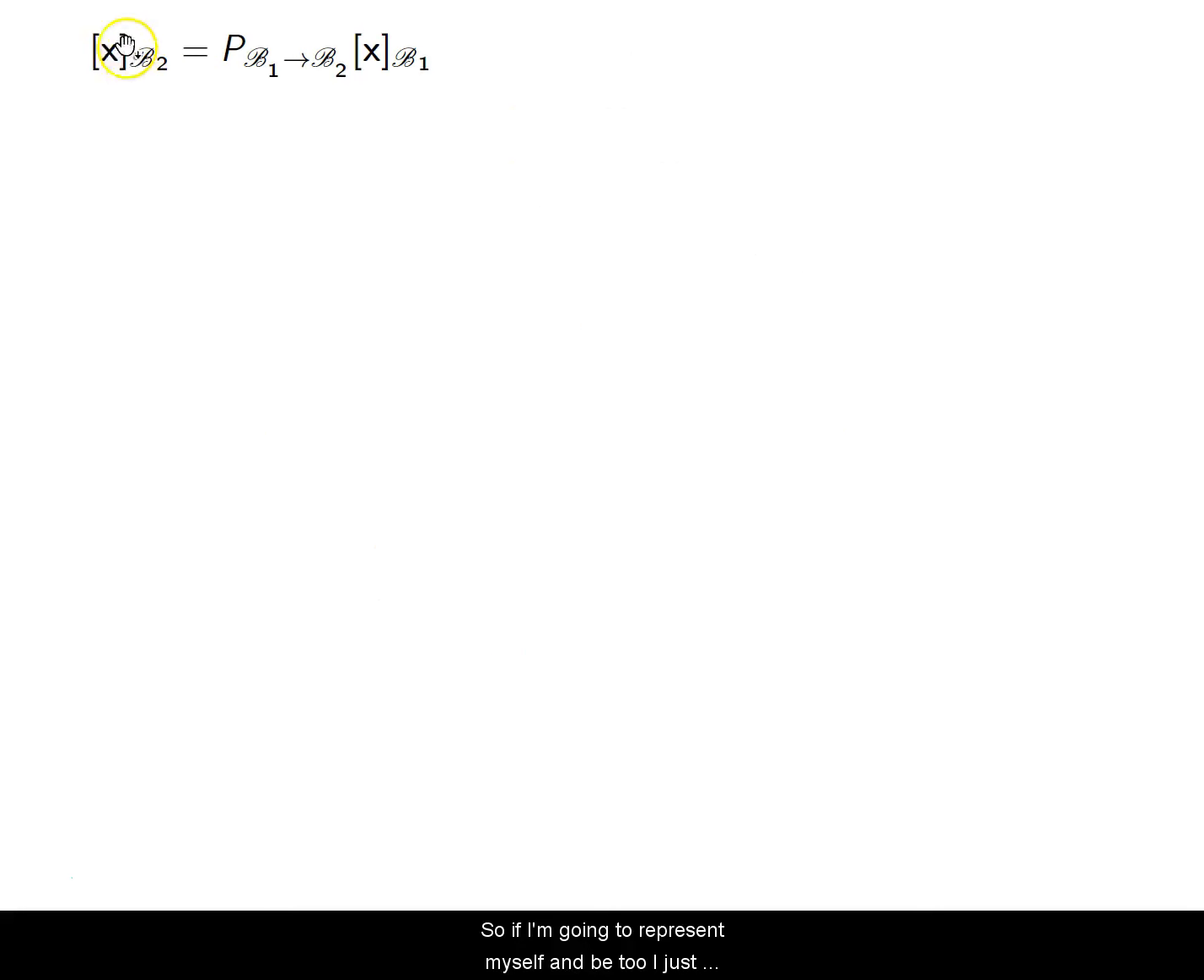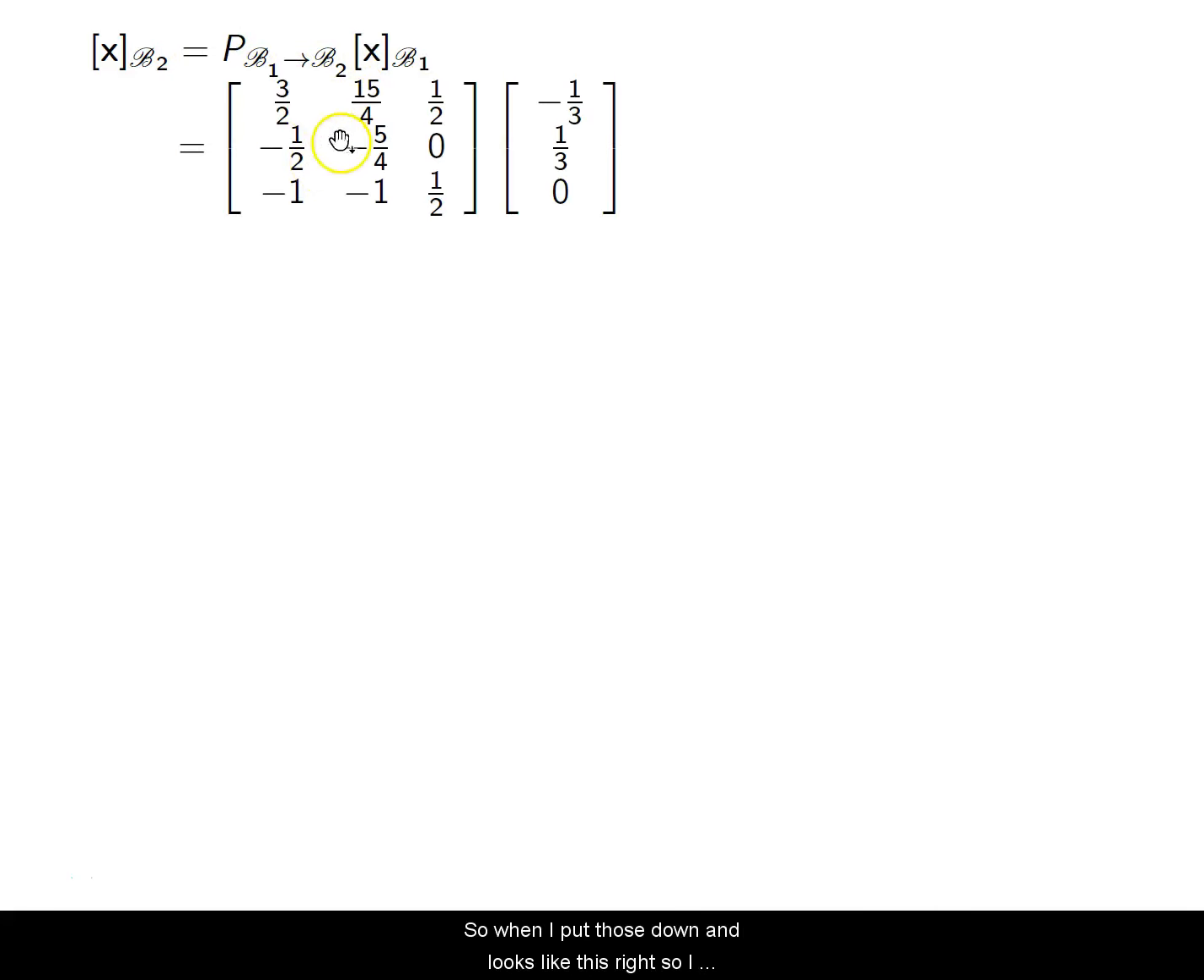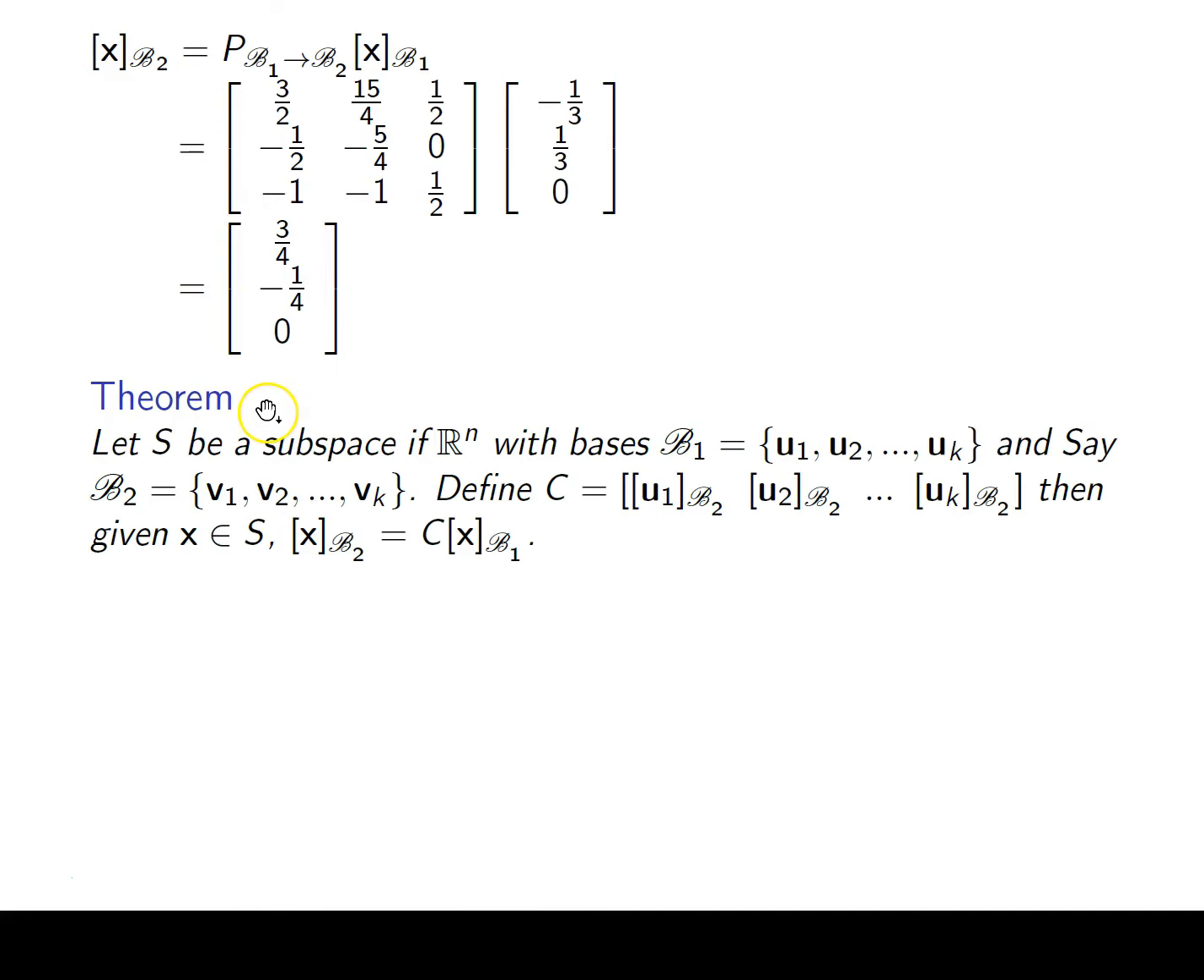So if I want to represent myself in B2, I just multiply the representation in B1 times my transition matrix from B1 to B2. When I put those down, it looks like this, right? I take this matrix times this vector. Again, notice if I try to do it in the other direction, the dimensions don't match up and I can't even multiply them. So my representation of X under B2 looks like this.